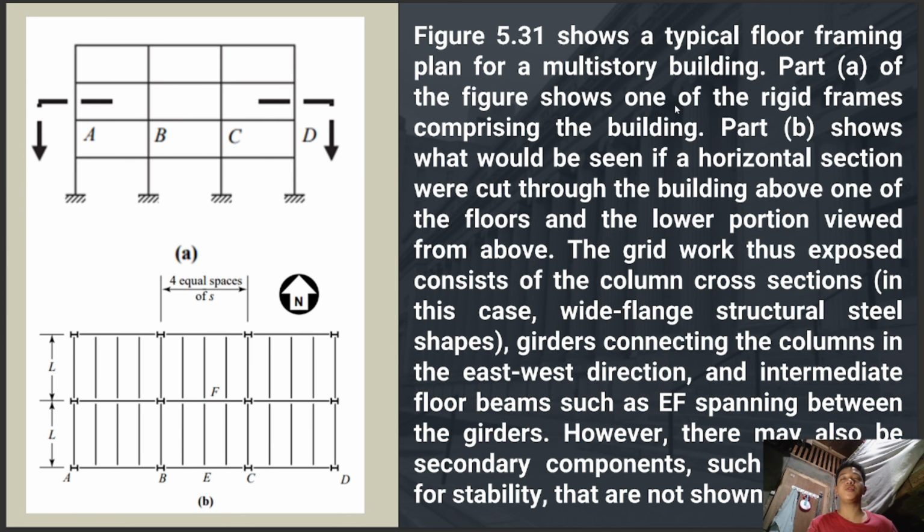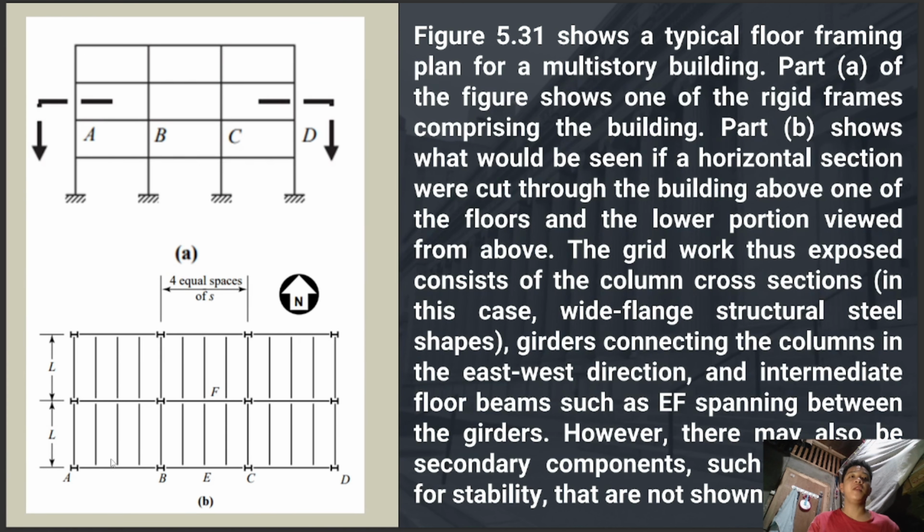Part A of the figure shows one of the rigid frames comprising the building, while Part B shows what would be seen if a horizontal section were cut through the building above one of the floors and the lower portion viewed from above. So this is Part B here. It has A, B, C, D. So it is the top view.